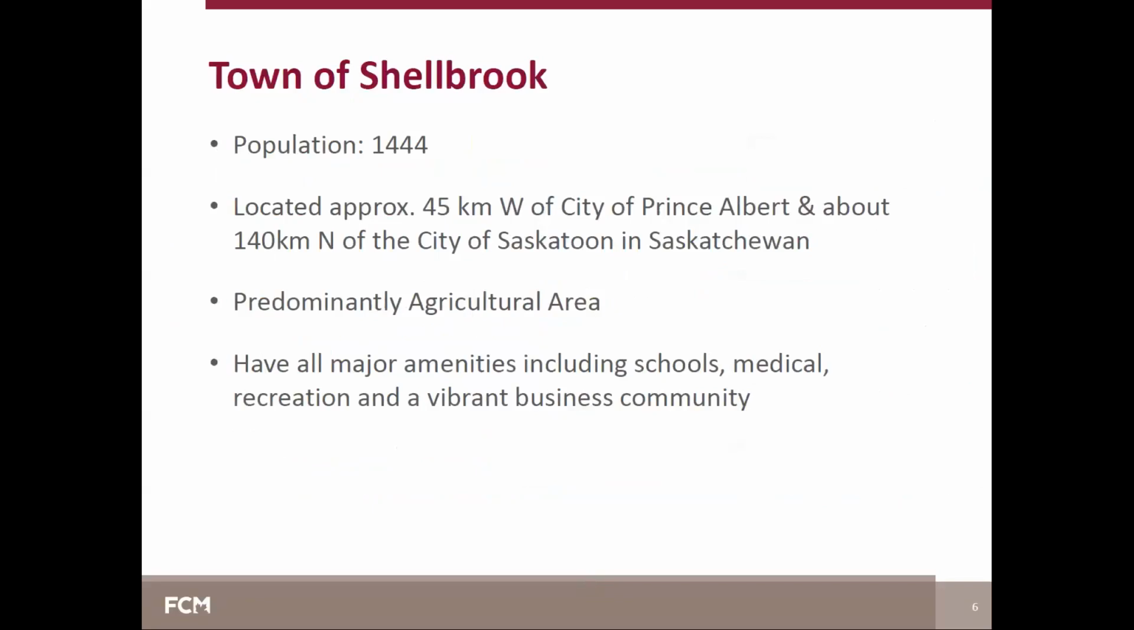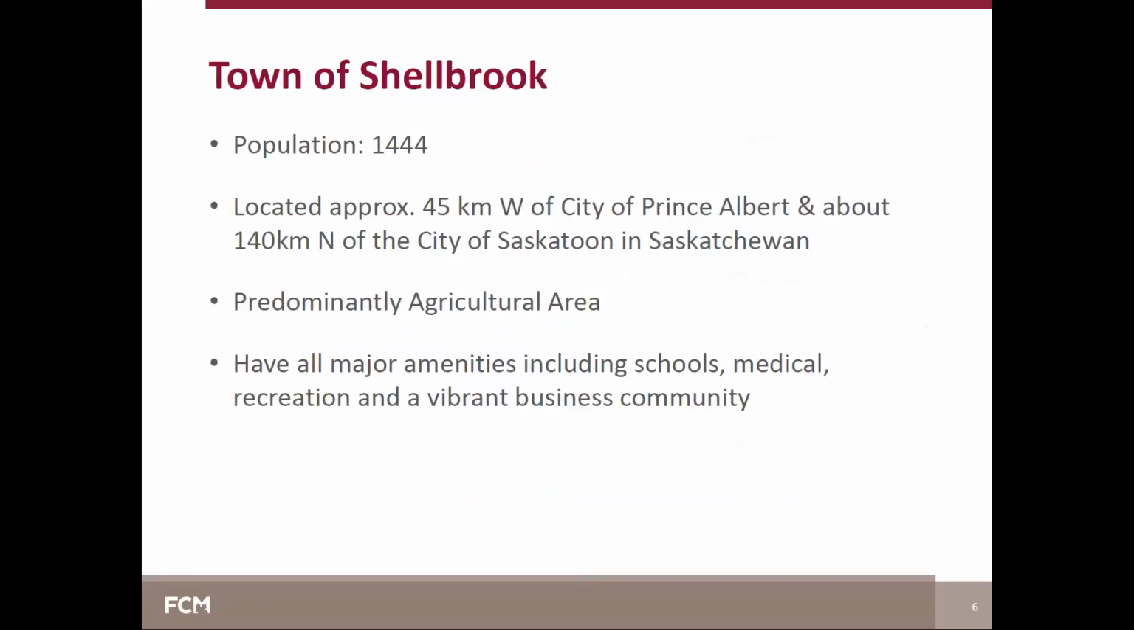Just a little bit of history about the town of Shelbrook. Our census population is about 1,444. We have a couple of fairly large First Nations communities relatively close to us, so catchment area for us is probably in that 8,000 to 10,000 folks range.